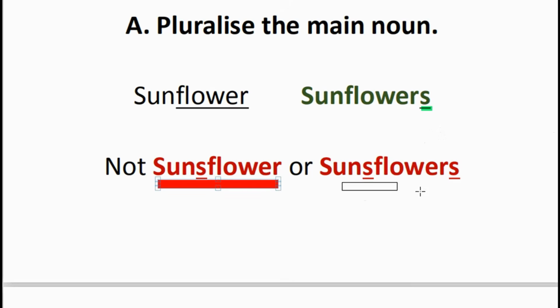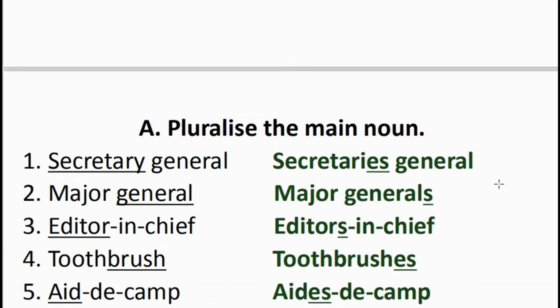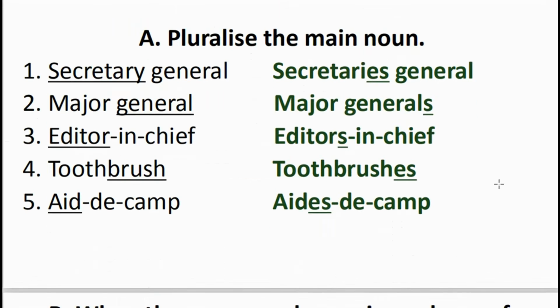Let's look at other examples. Secretary General. A Secretary General is not a general. It is actually a secretary. So secretary is the main noun, is the head word. Therefore, secretary is pluralized. So the plural of Secretary General is secretaries general.